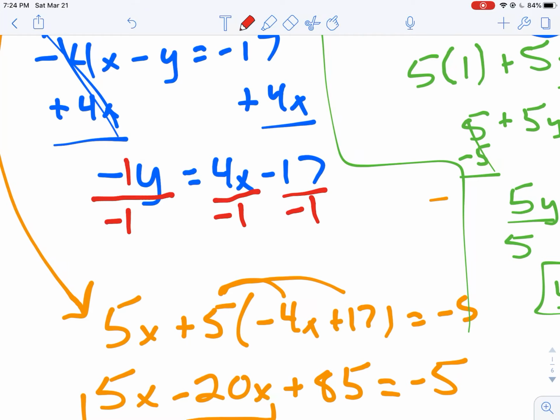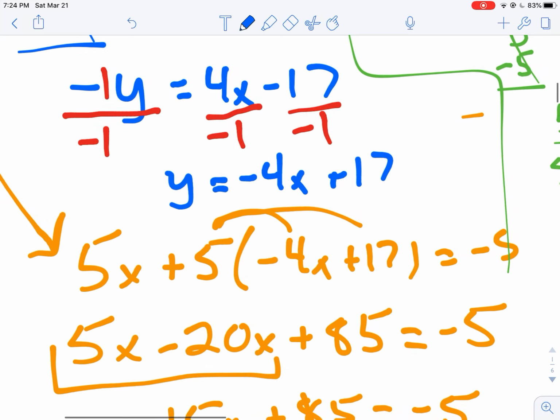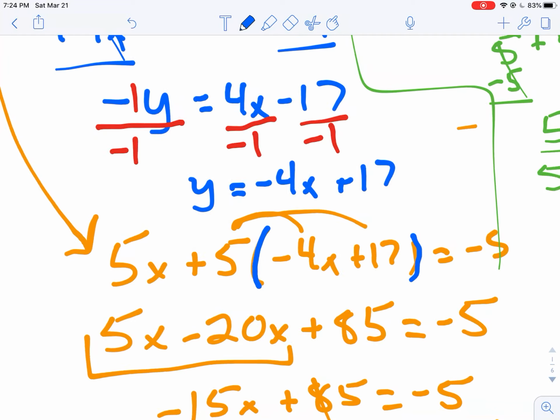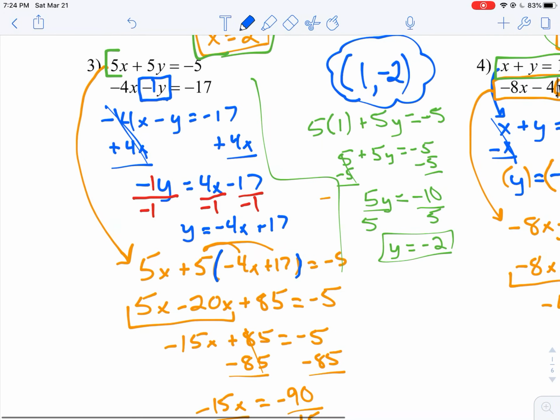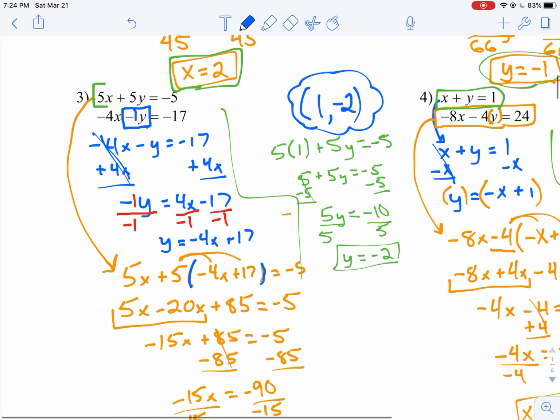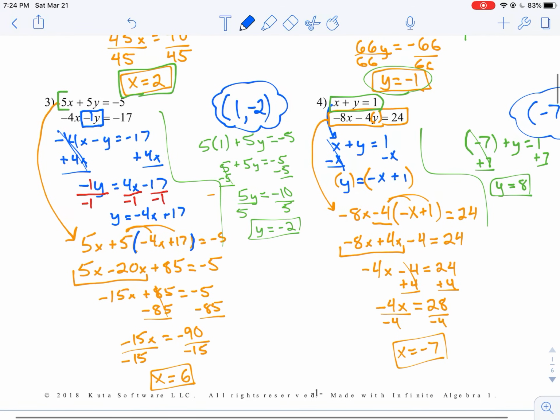And then we would get our final, which I'll put in blue again: y equals negative 4x, and now a positive 17, okay? And you can see when I plugged it back in, it was negative 4 plus 17, and that's where I plugged it in and finished off the equation. Solve for x, plug back in for x, and solve for y. And there's your answer for 3.